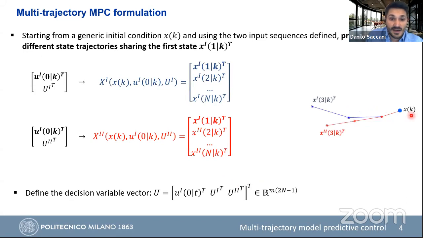Now, starting from a generic initial condition x(k), and feeding the system with the two input sequences that we have defined before, we can predict two different state trajectories named capital X first and capital X second. Note that, of course, both these trajectories share the first state. Finally, we collect all the control actions that we have used to compute those trajectories in a decision variable vector, capital U.